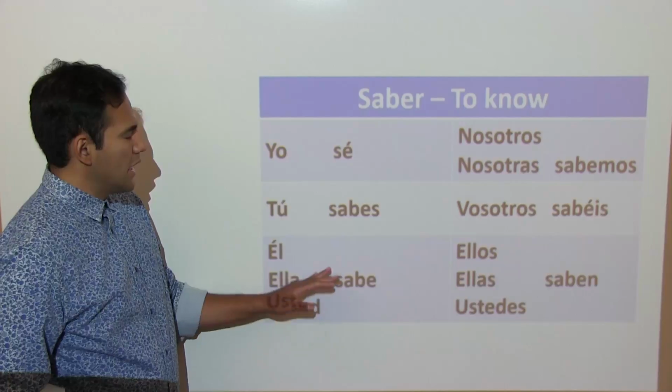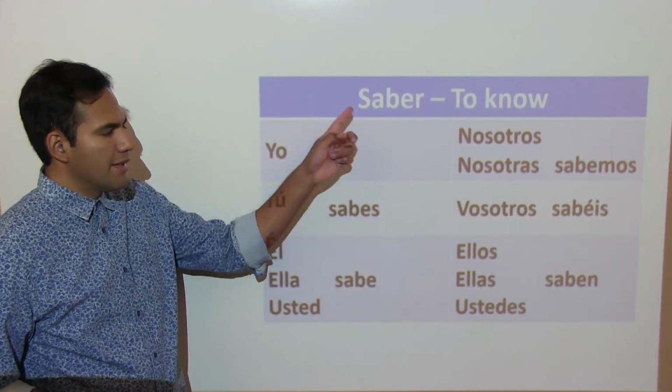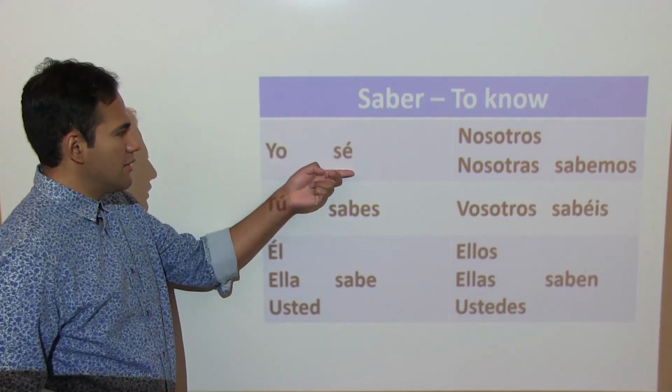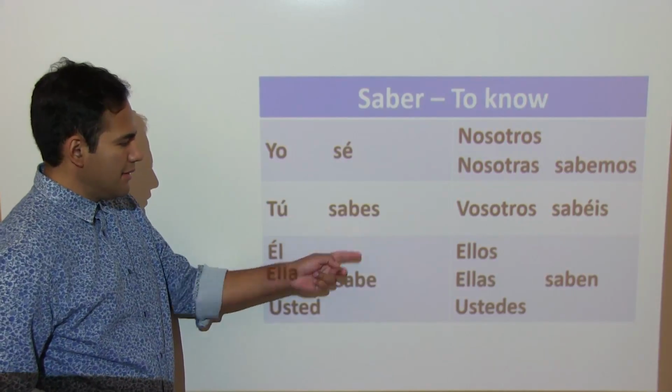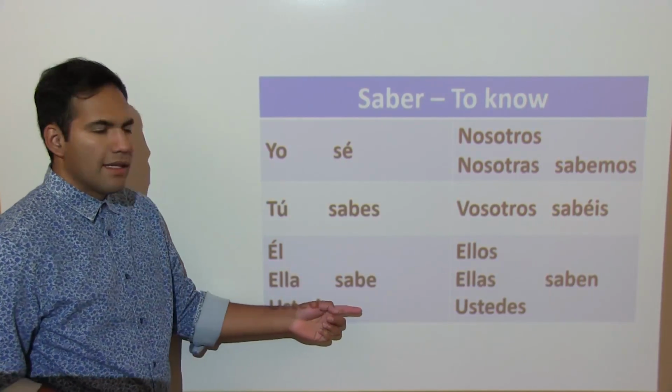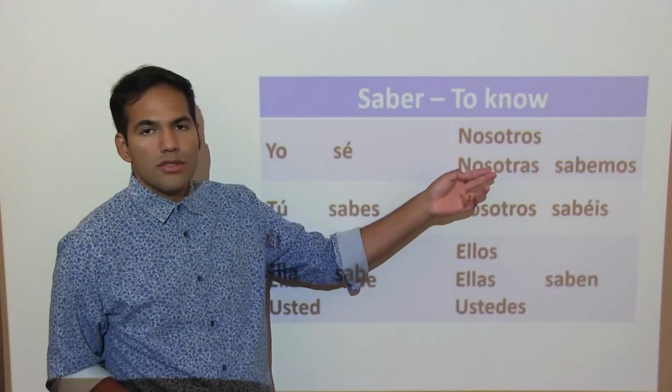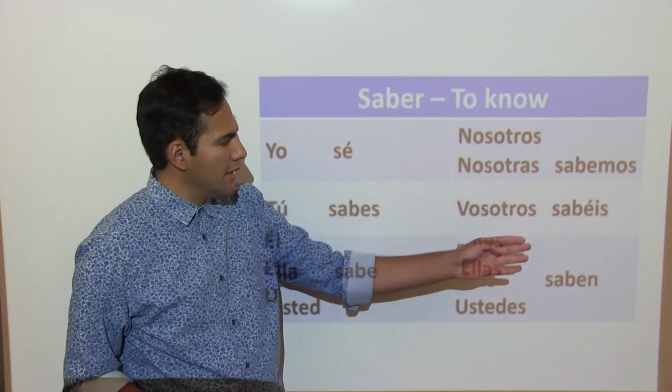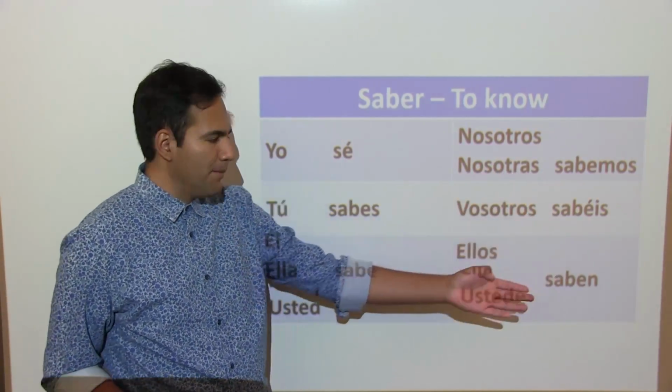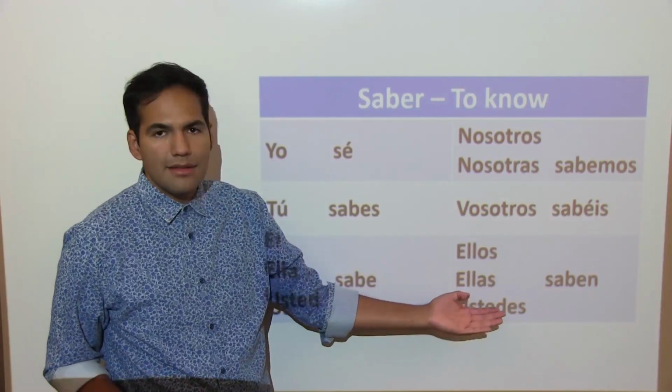So here we have all the conjugations. Yo sé, notice that there is an accent. Yo sé, tú sabes, él, ella, usted sabe, nosotros, nosotras sabemos, vosotros sabéis, ellos, ellas, ustedes saben.